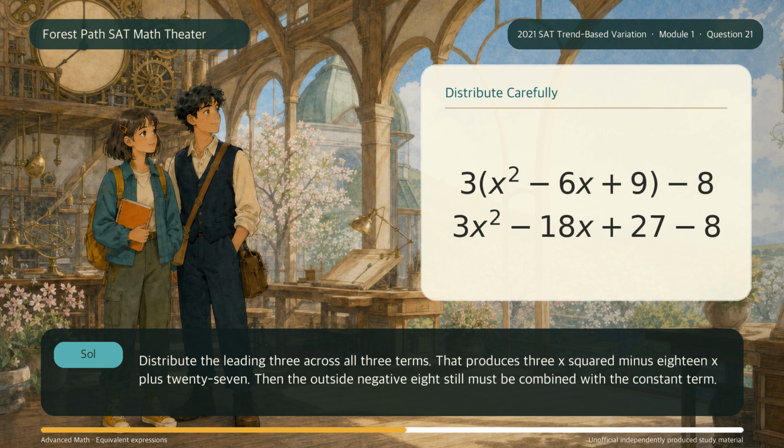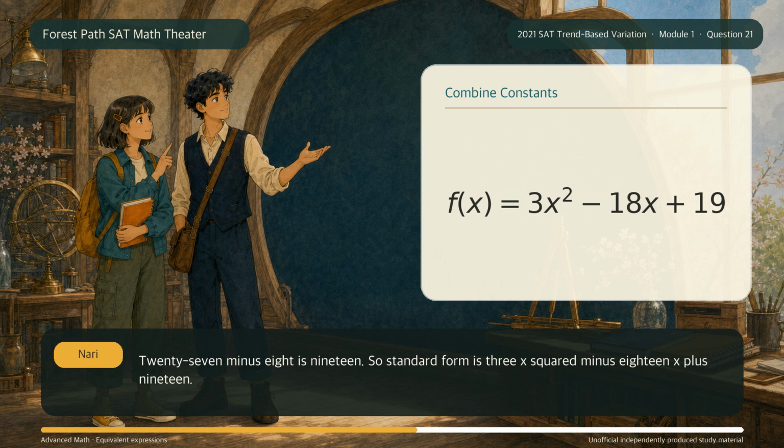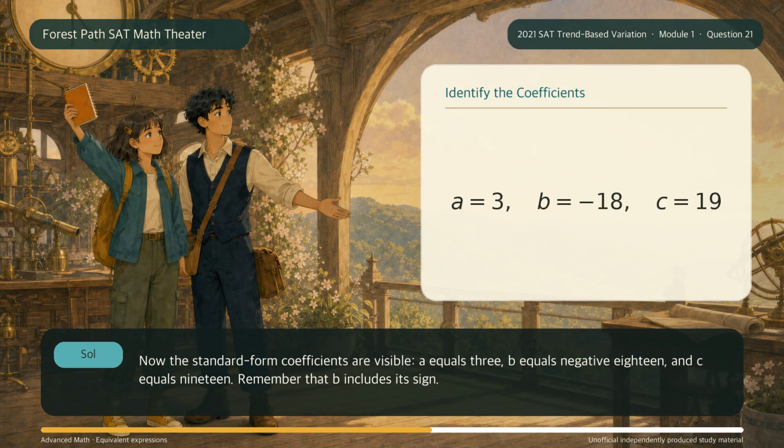Then the outside negative 8 still must be combined with the constant term. 27 minus 8 is 19. So standard form is 3x squared minus 18x plus 19. Now the standard form coefficients are visible. A equals 3, B equals negative 18, and C equals 19. Remember that B includes its sign.